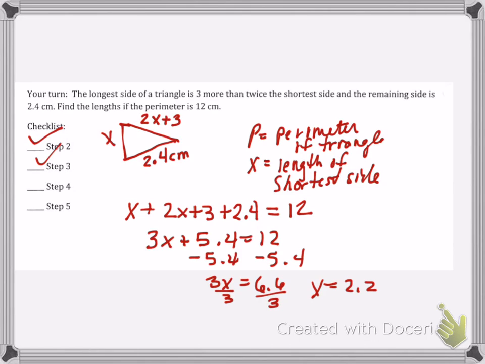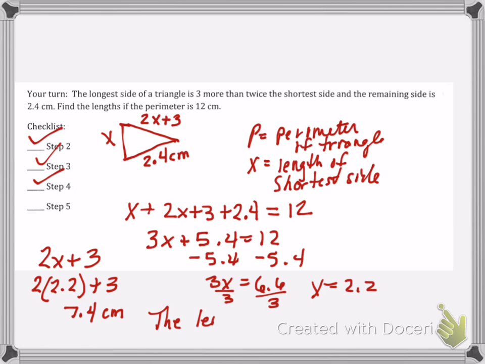So hopefully when you solved, you got x equal to 2.2. So you solved the equation. Now you've got a little extra step here. You need to find that third side. So that was 2x plus 3. So you want to plug that in. 2 times the 2.2 plus 3. And that comes out to 7.4 centimeters. So we have the lengths of the triangle are 2.4, 2.2, and 7.4 centimeters.